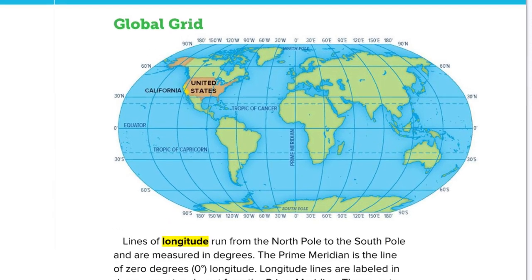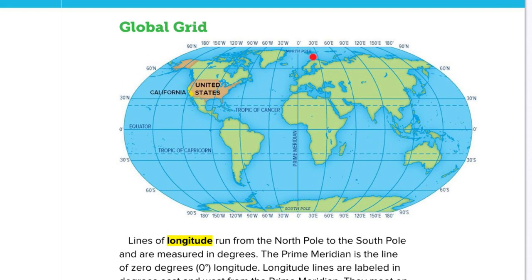Global grid. So here we have the globe right here, and these are the lines of longitude and the lines of latitude. And you can see they're numbered 30 degrees south, 60 degrees south, 90 degrees south, 30 degrees north, 60 degrees north. And then we have here 0, 30 degrees west, 90 degrees west, and so on. And then the eastern hemisphere, it goes east.